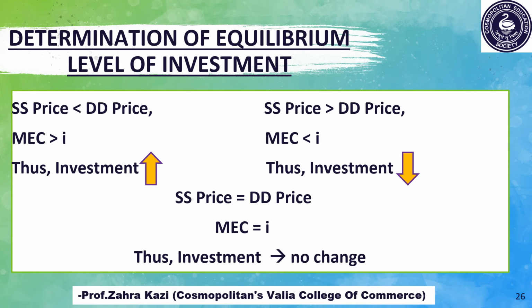On the other hand, when the supply price is greater than the demand price, MEC will be lower than the rate of interest, and therefore the investment level will fall. When the supply price is equal to demand price, MEC will be equal to the rate of interest, and therefore MEC will neither increase nor decrease. So we say that investment will have no change. Thus students, it is always said that investment will be in equilibrium when MEC becomes equal to the given current rate of interest.